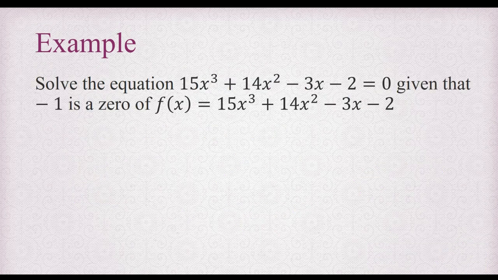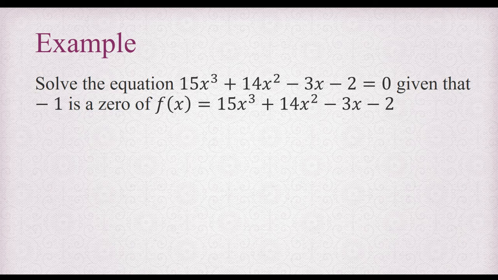Okay, let's take a look at another example. It's worded a little differently, but it is still the same idea. So it says solve the equation 15x cubed plus 14x squared minus 3x minus 2 equals 0, given that -1 is a 0 of f of x equals 15x to the third plus 14x squared minus 3x minus 2.